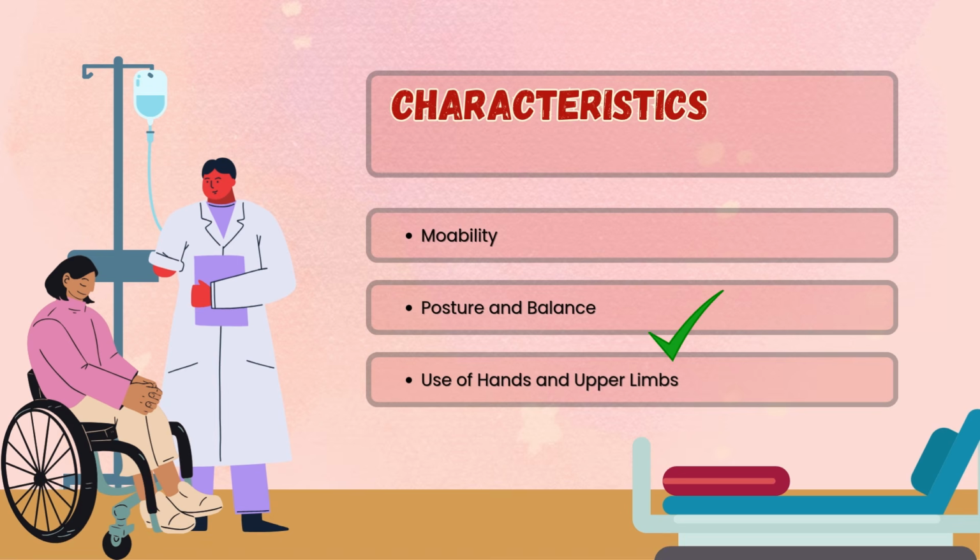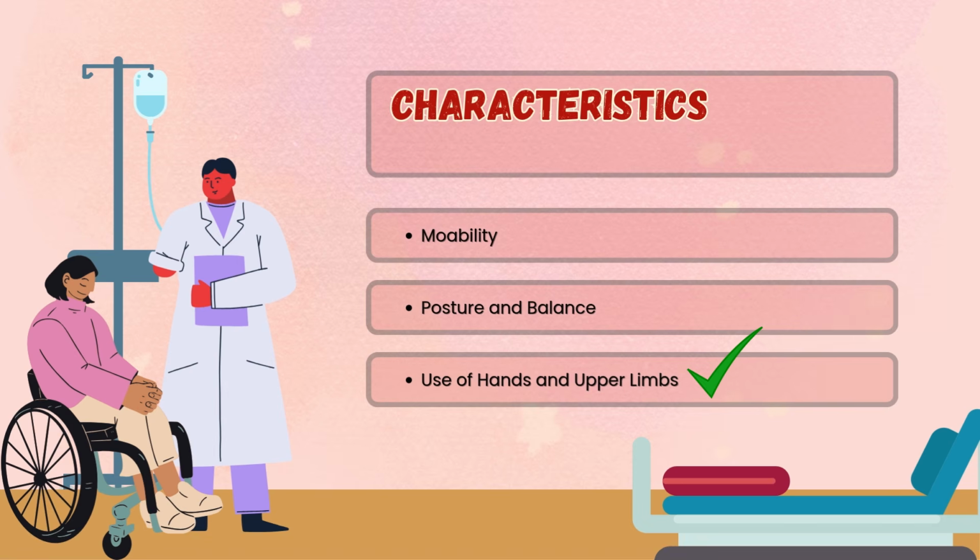Use of hands and upper limbs. Depending on the impairment, there may be difficulty in grasping, holding, manipulating, or controlling objects. For example, writing with a conventional pen, using scissors, handling laboratory materials, or operating certain classroom equipment may require adaptation.